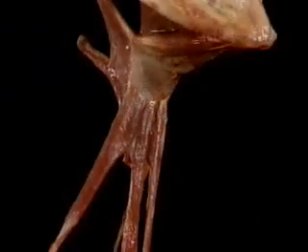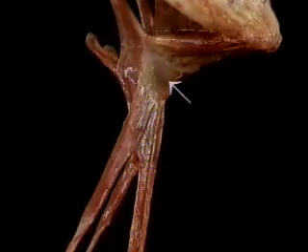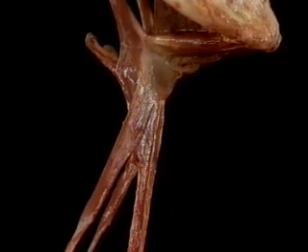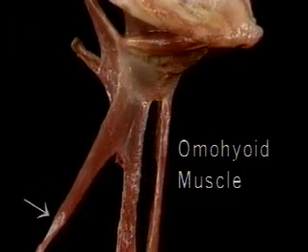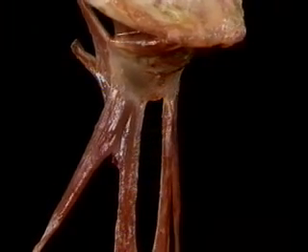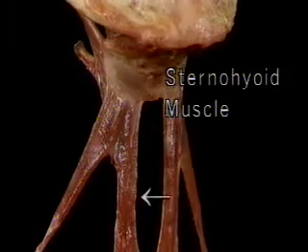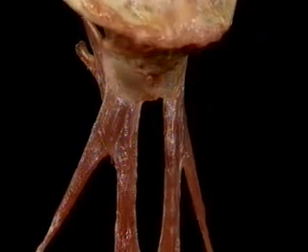Lastly, we'll take a brief look at the attachments of the 3 muscles that pull the hyoid bone downwards. They're the omohyoid, sternohyoid, and thyrohyoid muscles, known collectively as the infrahyoid muscles. Here's the body of the hyoid bone. Here's the upper end of the omohyoid muscle, which goes all the way down to the scapula. Medial to it is the sternohyoid muscle, which goes to the sternum.